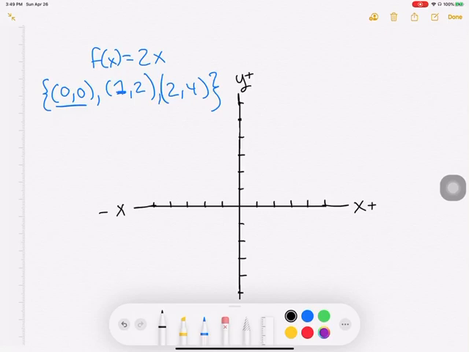So let's plot the first coordinate that I have in here. That's 0, 0. That means I'm not going to walk anywhere. I'm not going to rise anywhere, right? 0, 0 belongs in the very center. So I'm just going to put a label in here. 0, 0, that's the first value.